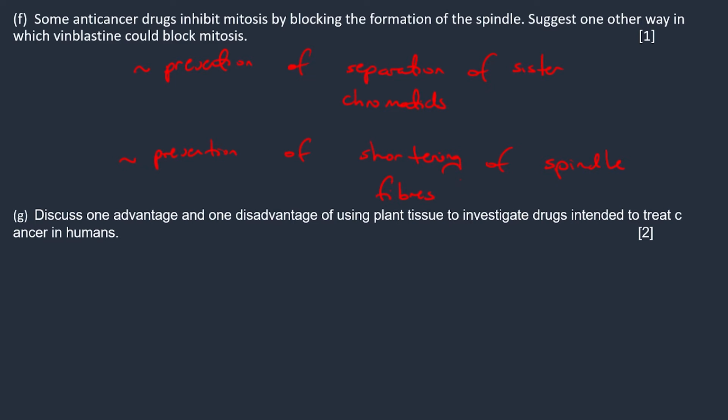Now, when you look at data obtained from plants, with respect to its application on humans, the major advantage here is that no human is harmed during the investigation. And so there's less risk to humans. And so our advantage would be that there's less harm inflicted on humans.